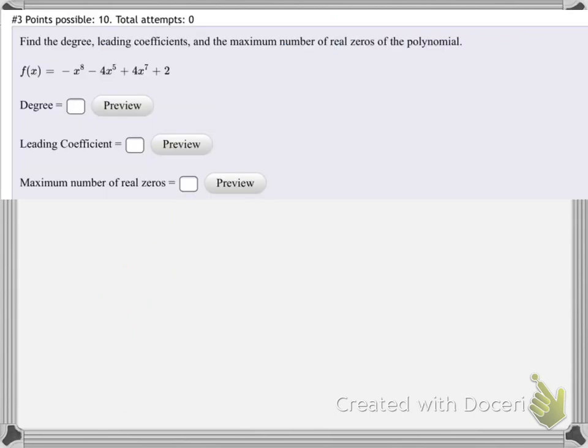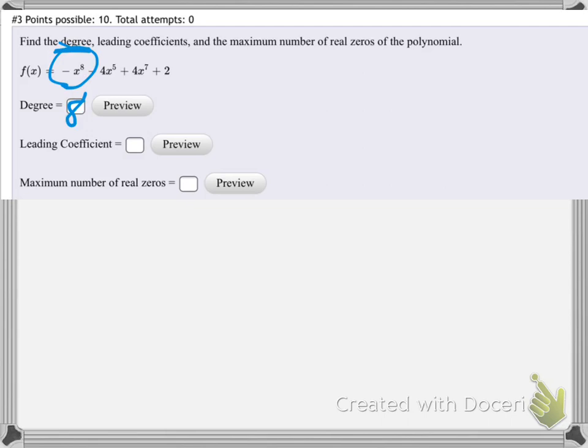Next deal up, same thing. Find the degree, leading coefficient, and then something about zeros. So, okay, let's look at that real quick. The degree of the polynomial, that'll be the biggest power that we see. And that's x8 is the biggest one. So we'll say the degree of the polynomial is 8.